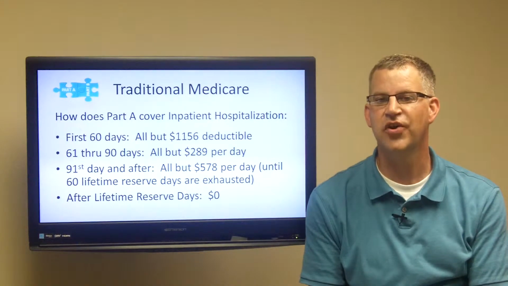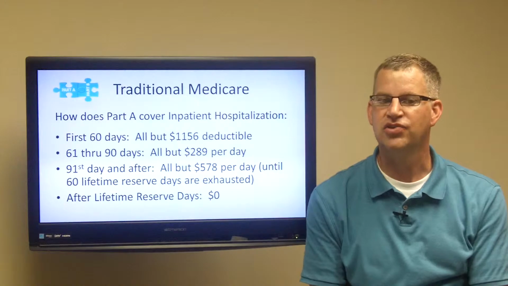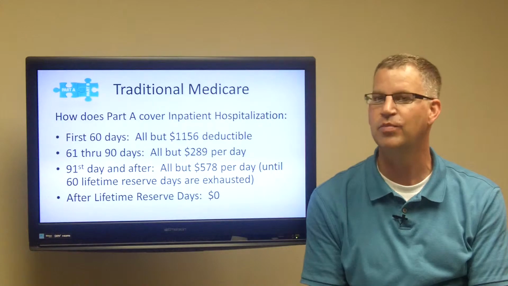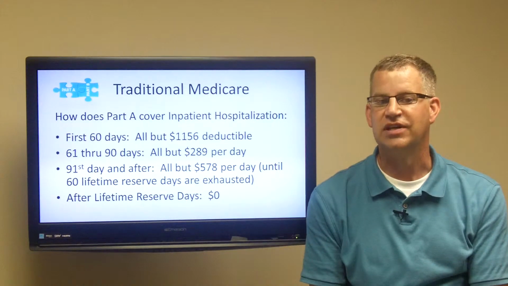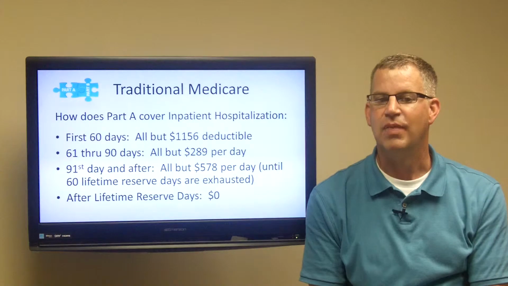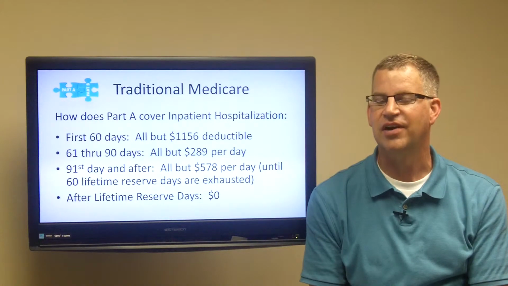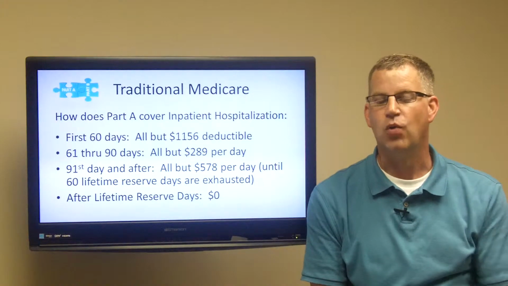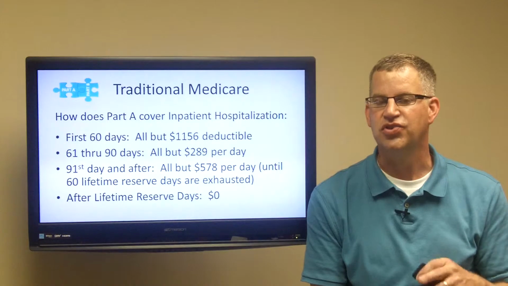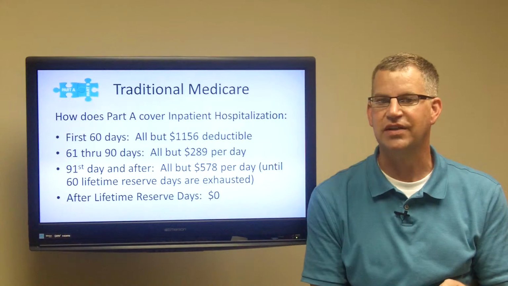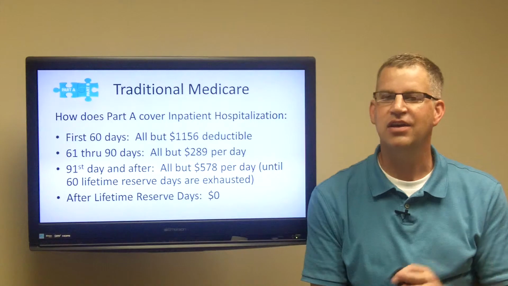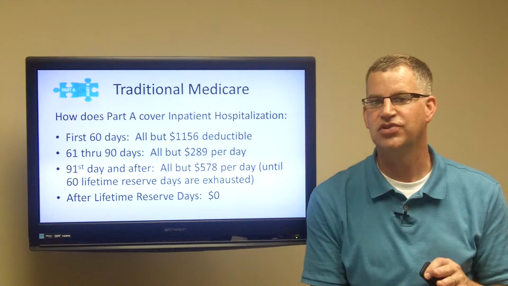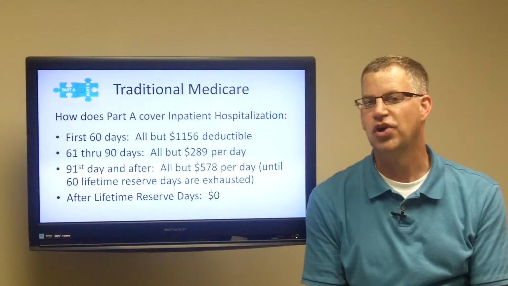Now, if you ever get to the 61st through the 90th day, Medicare is going to pay everything except for a $289 per day coinsurance, and that would be your responsibility. If you ever get to the 91st day and after, Medicare is going to pay everything except for a $578 per day coinsurance, which is also your responsibility. Now, once you get to the 91st day, you start using up your 60 lifetime reserve days. Those are days that once you use a day, you lose it. And if you ever use up all 60 of those lifetime reserve days, Medicare drops off and you are no longer covered.